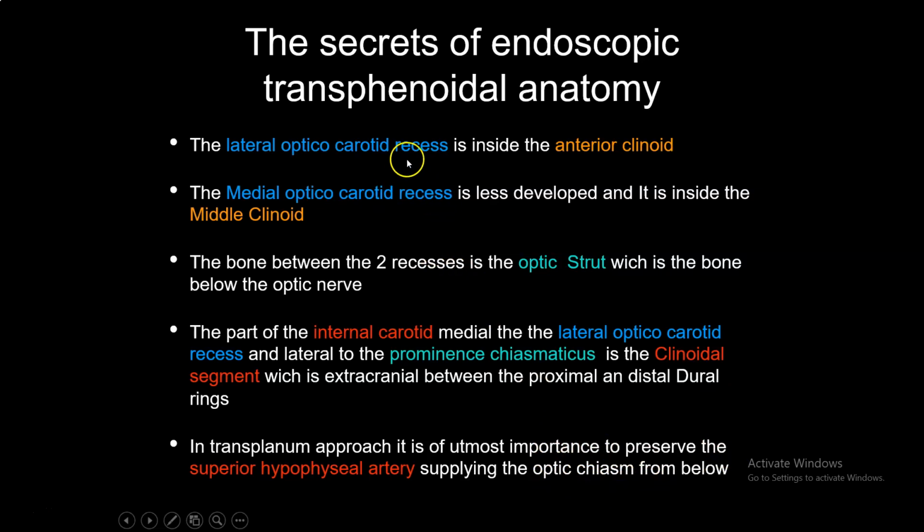So as we said, some of our secrets: the lateral optic carotid recess is inside the anterior clinoid, the medial optic carotid recess in the middle clinoid, the undersurface of the optic nerve is the optic strut. Actually, it's not between the two recesses. The part of the internal carotid artery medial to the lateral optic carotid recess is the clinoidal carotid, the segment of the carotid passing between the proximal and the distal rings. And if you are going to do an extended transsphenoidal, removing the bone of the planum, remember always that superior hypophyseal artery, the only medial branch of the internal carotid artery, arising from the carotid immediately after piercing the dura intracranially, it supplies the chiasm from below and it has to be preserved.